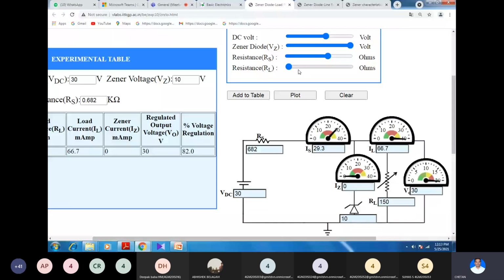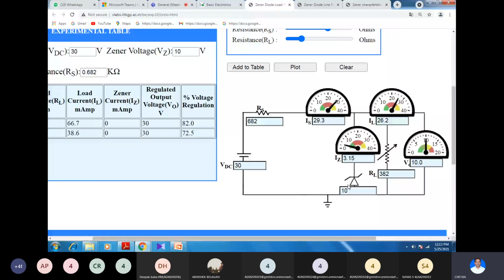For the third one, right? Now you can observe that when you have slightly increased this RL above the minimum value, for example 382, suddenly there is flow of current IZ, which means this diode is conducting. When this diode starts conduction, the voltage Vz of this diode will appear at the load. So the voltage across this load is exactly equal to Vz, that is, Vout is equal to Vz. So I will take this to the table.